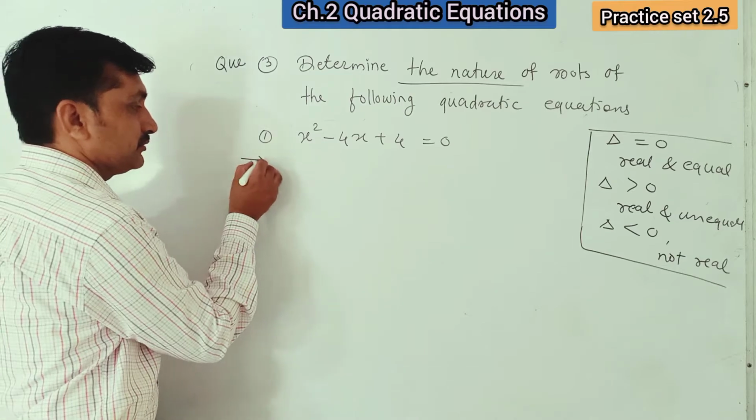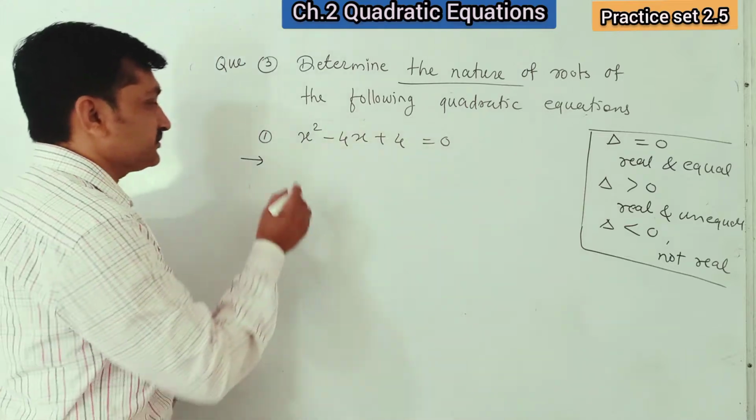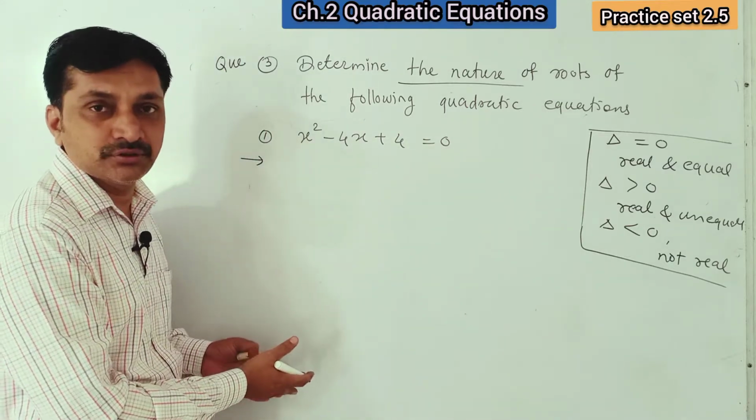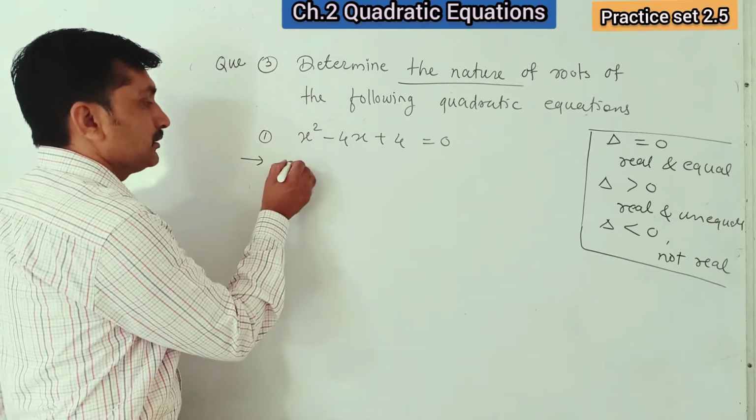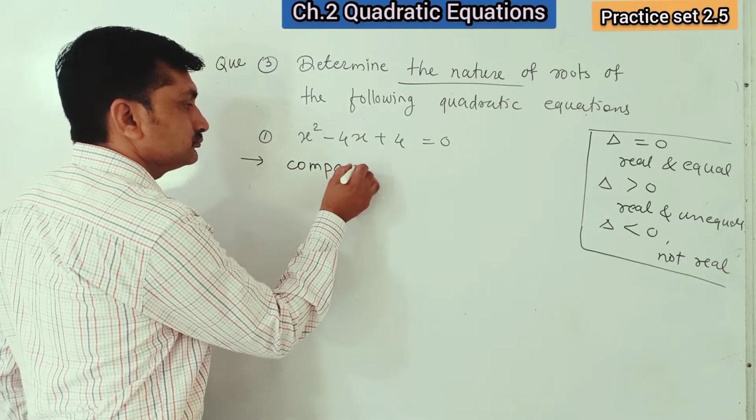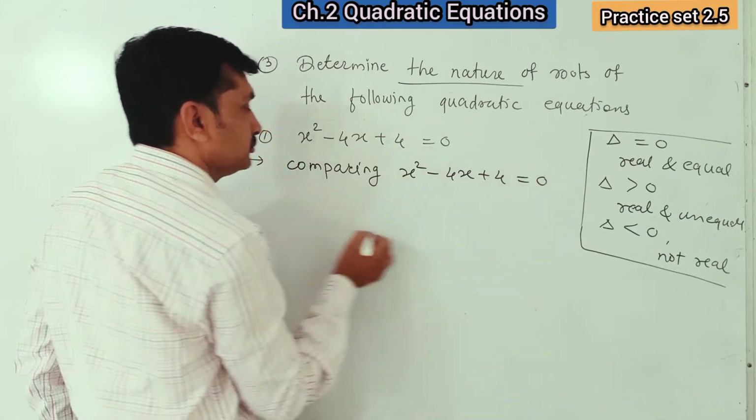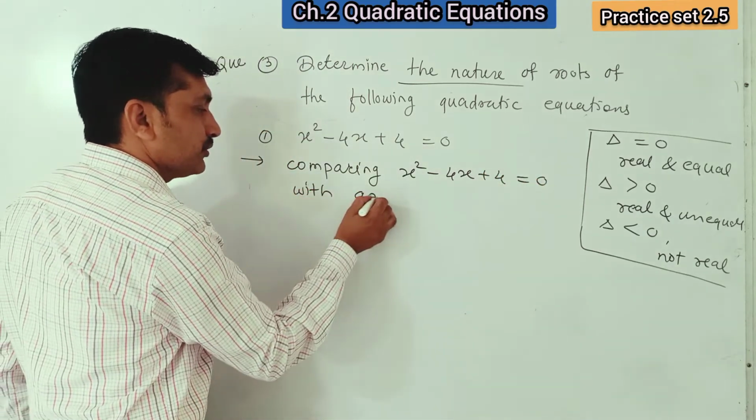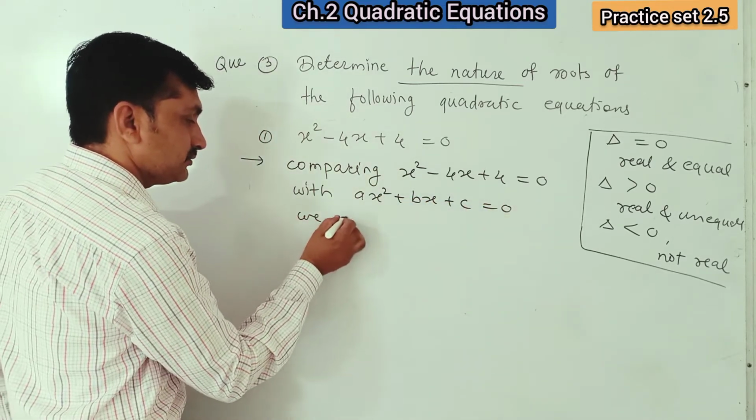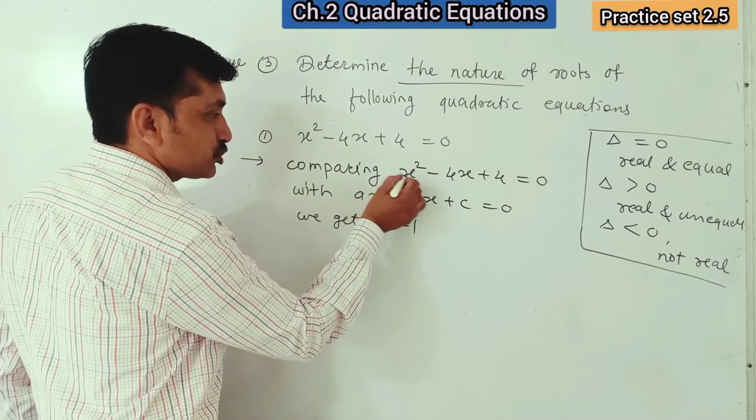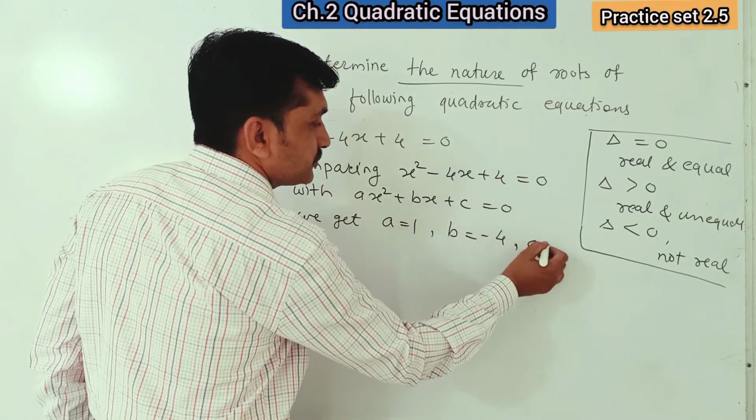Now let's see this example. Delta means what? Same value of discriminant, delta, b square minus 4ac, and same method as we solved previous question. Same method we have to follow, but last answer we have to change. Comparing x square minus 4x plus 4 is equal to 0 with ax square plus bx plus c is equal to 0, we get a is equal to 1. See here, coefficient of x square, b coefficient of x minus 4, and c constant 4.